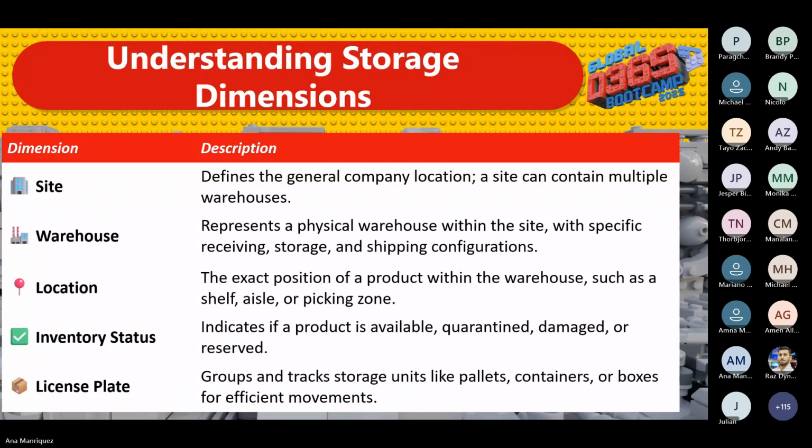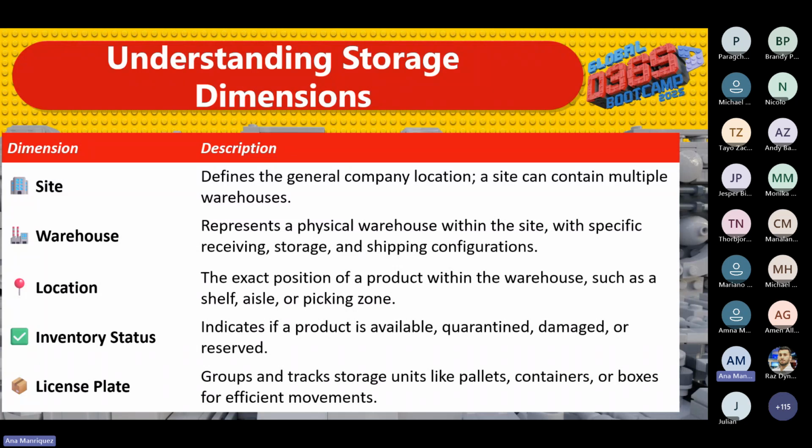Why? Because they truly enable control over how, where, and under what conditions the products are stored within warehouses. Thanks to this dimension, the system can define storage rules, automate receiving and shipping processes, and automate space usage if you make this configuration, obviously, and ensure the inventory is in the right place at the right time.